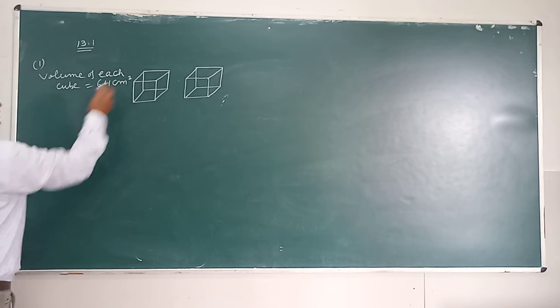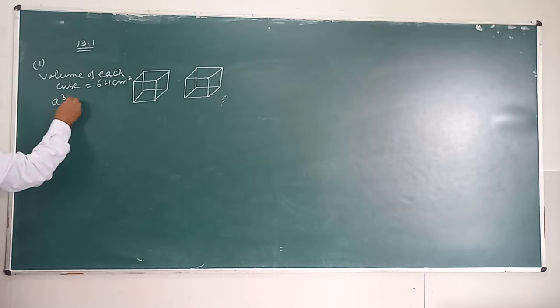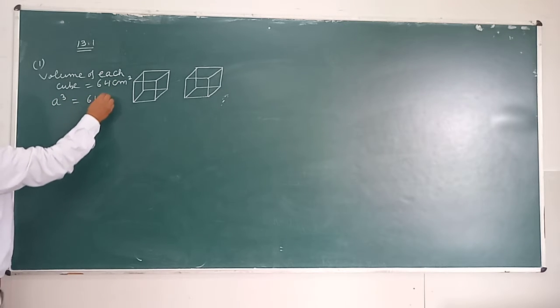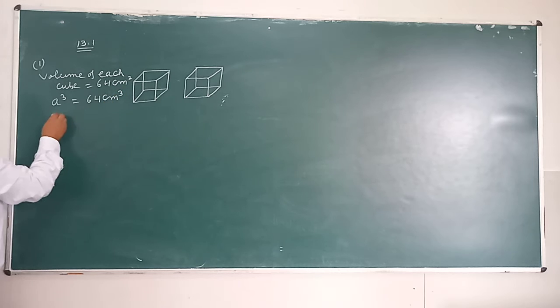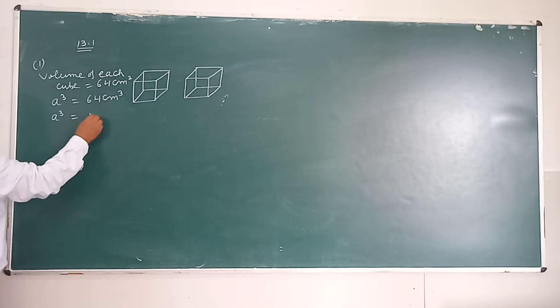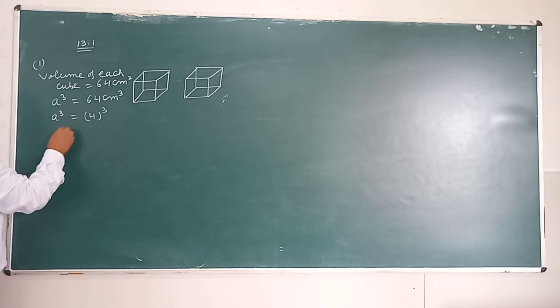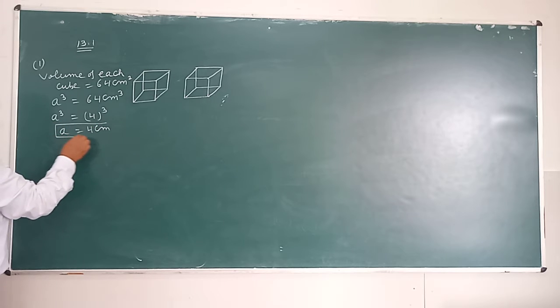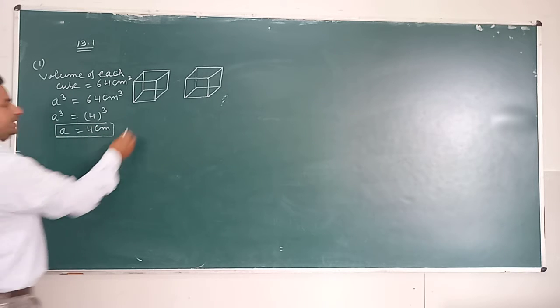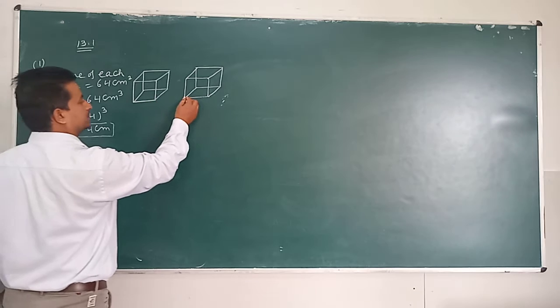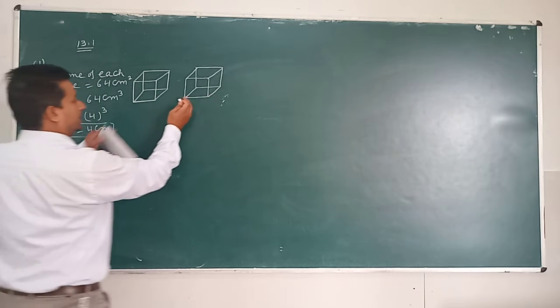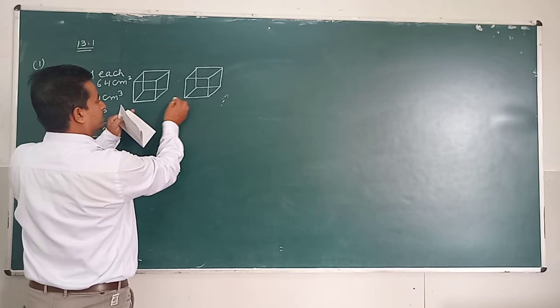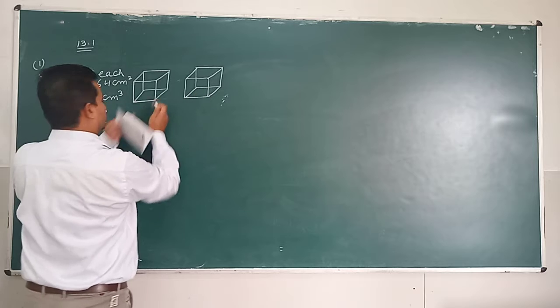centimeter square. As we know, the formula of volume of cube is a cube. So a cube is equal to 4 cube. The edge of the cube is 4 centimeter. This means this edge is 4, this edge is 4. When we join these two cubes end to end, this means join these two cubes.